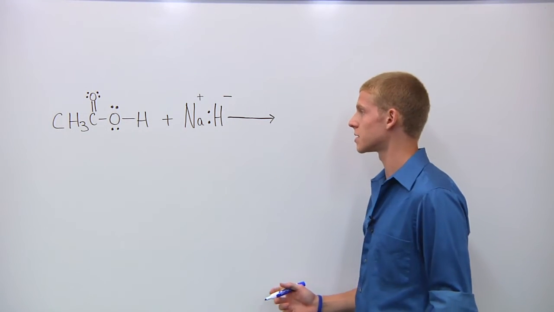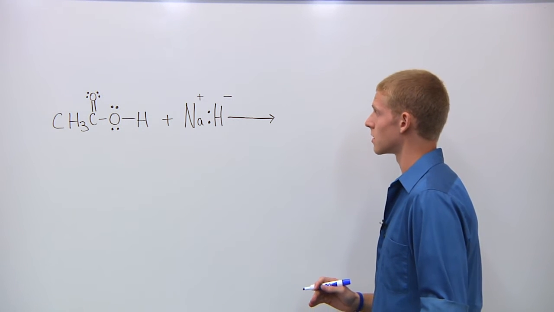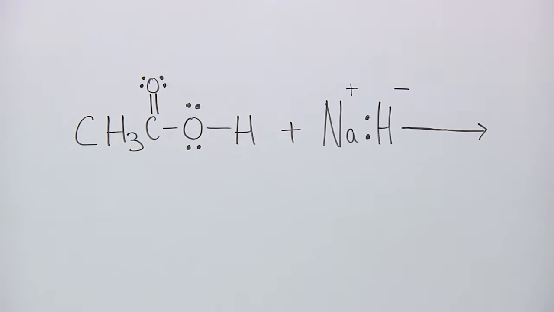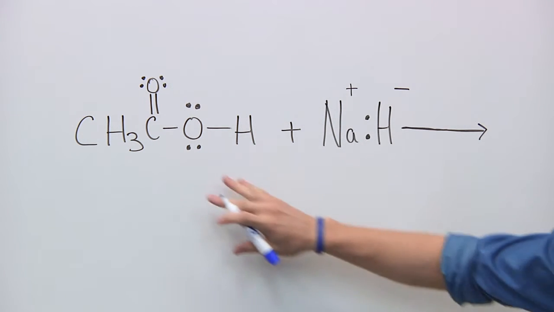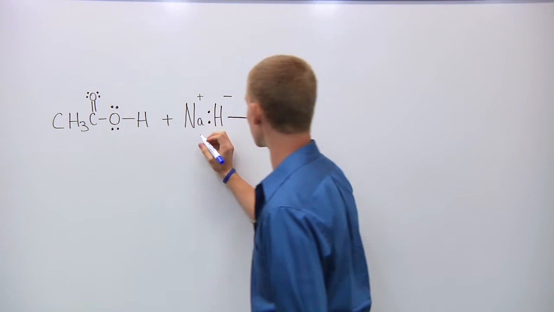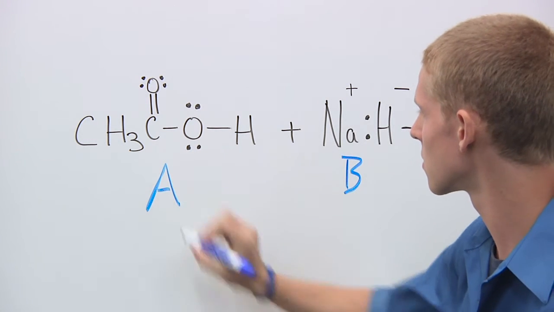This acid and base reaction is between acetic acid and sodium hydride. And first we need to identify the acid and the base. And if we look here, we can see that the hydride has a minus charge and is associated with the positive charge of sodium. And over here, the acetic acid has a hydrogen that is ready to give up. So we're going to put this with our base, and this is going to be our acid.